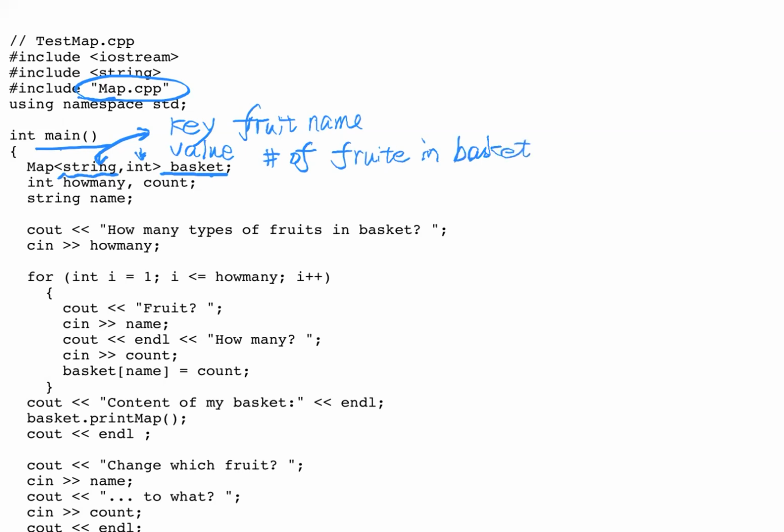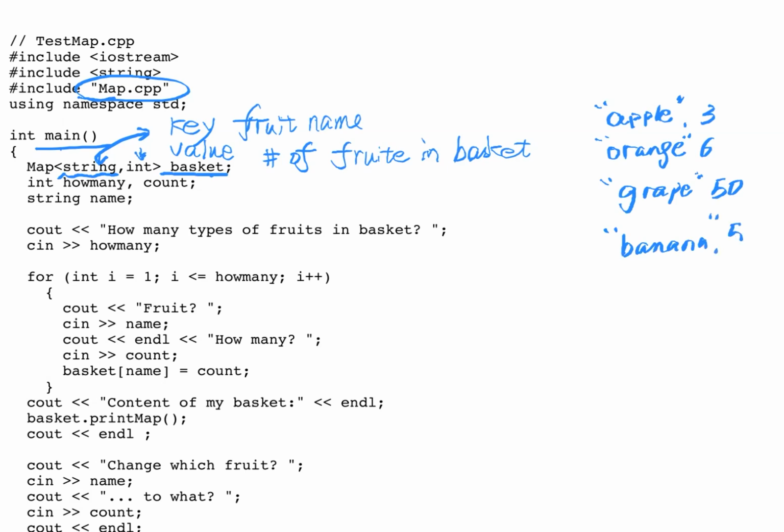So for example, in this basket, we have apple. We have 3 apples. And orange, we have 6 oranges. And we have grape. We have 50 grapes. And we have the banana. We have 5 bananas. Now the fruit names are the keys. The number of fruits are the values.